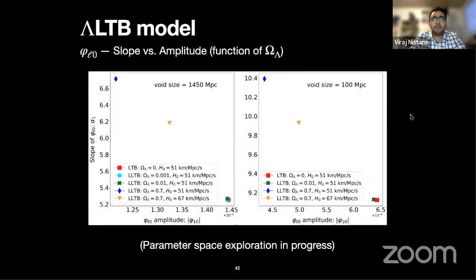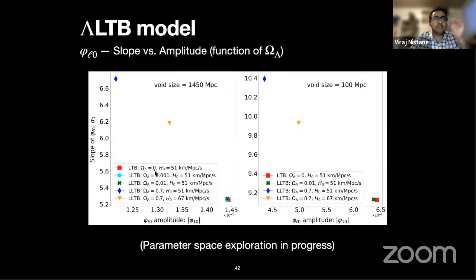Then we do have some results for this model. So instead of changing the void size or the observer position, here we show the effect of changing the lambda contribution in the lambda LTB model, and also of tweaking the H0 values. So let's focus on the left-hand side plot here, which is for a relatively large void size, and the right-hand side is for a relatively lower void size. So we have three points here in the corner, which correspond to three different values of omega lambda, which are almost close to 0.